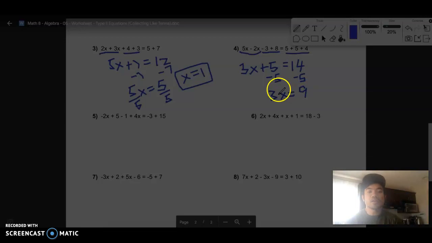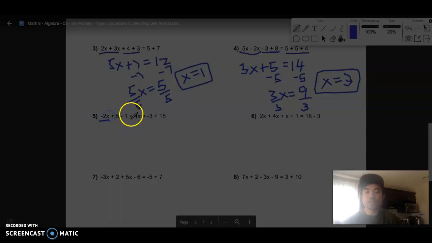Very good. Now, I need to get rid of 3. So I'm going to divide by 3 on both sides. And I should get x equal to 3. Okay? That's actually a 3, by the way. So again, make sure you pause the video if you need any help. Now, let's look at the next one.